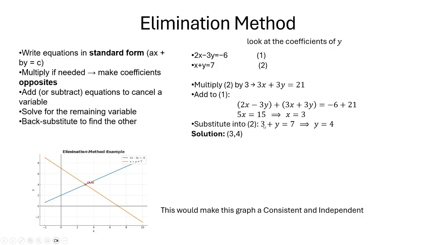So now that we have 3, which is our x, 3 plus y equals 7, we can do 7 minus 3, which is 4. So we can just say y is 4 because 4 plus 3 is 7. So the solution is 3, 4. And our point will be 3, 4. And just like how we did on our previous slide, you can find our slope the exact same way, and you can see how these lines would be consistent and independent.